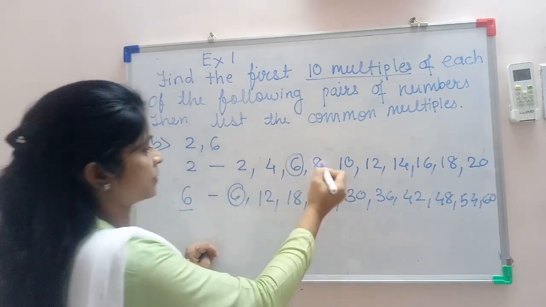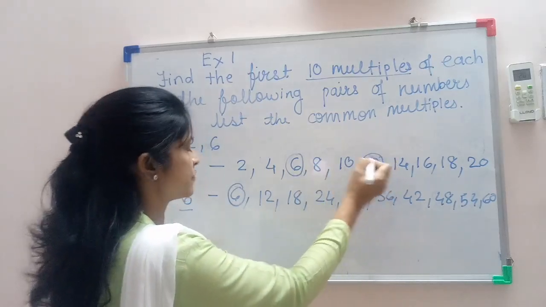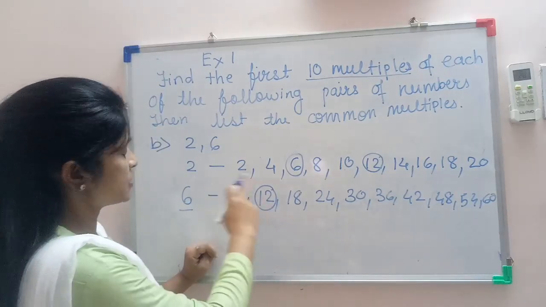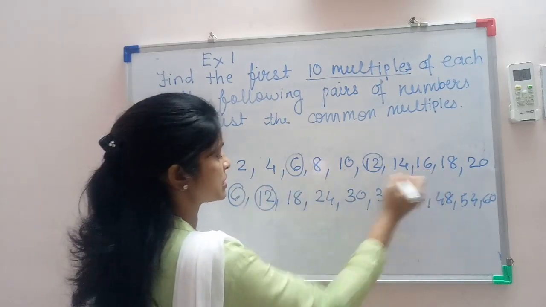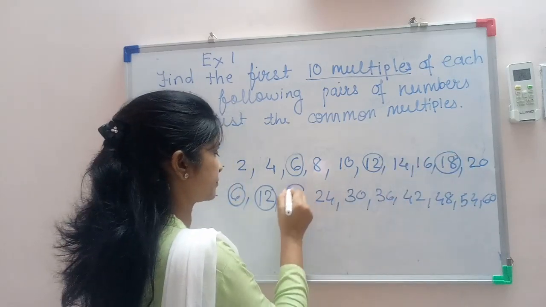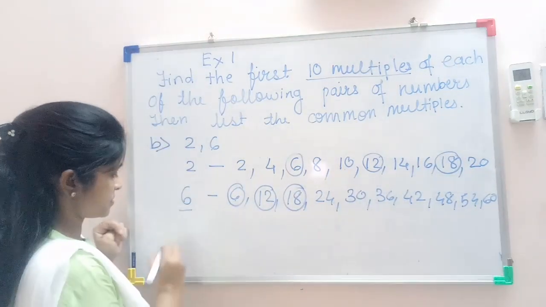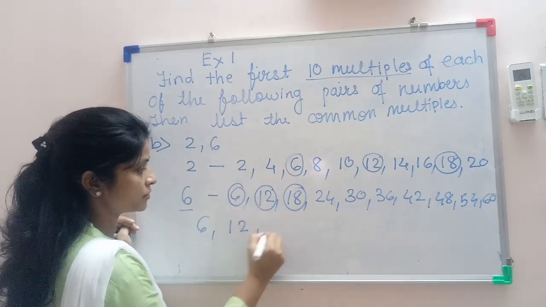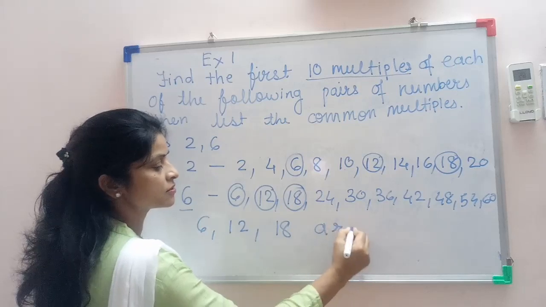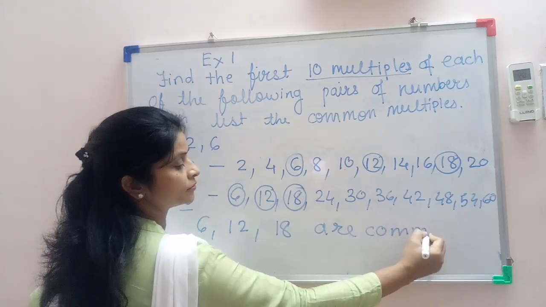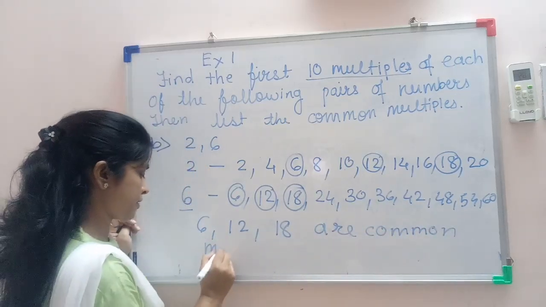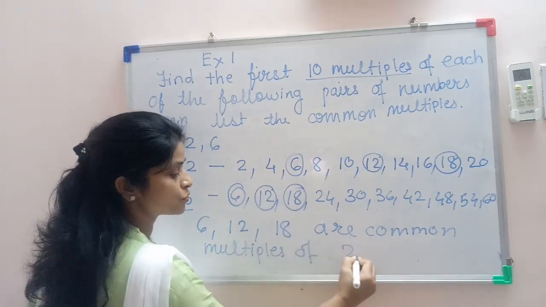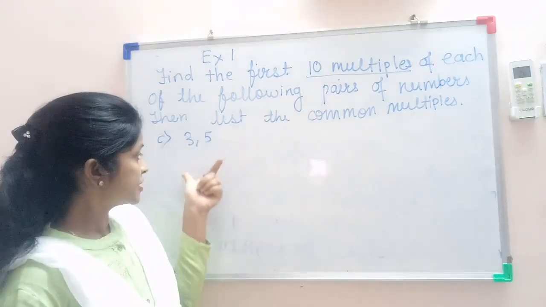After that 12. 12 is a multiple of 2 and 12 is a multiple of 6 also. After that 14 no, 16 no, 18. Okay, that means 6, 12, 18 are common multiples of 2 and 6. Let's see another example.